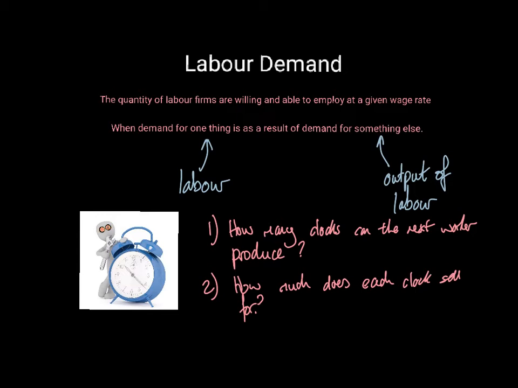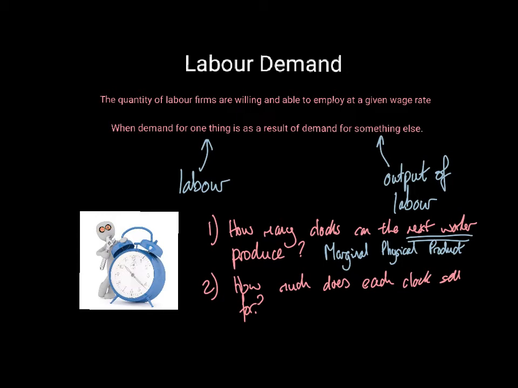Now, we've got terms for each of these things. So how many clocks can the next worker produce? The idea of the next worker here should already be flagging with you that we are talking about the marginal unit of labour here. So this concept is known as the marginal physical product.